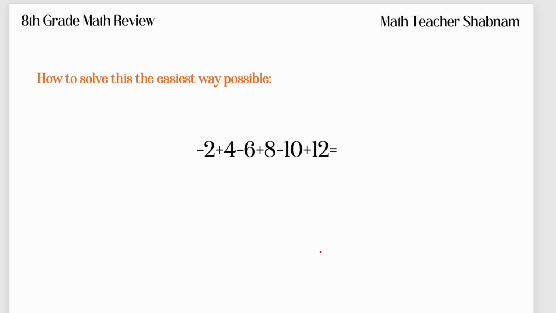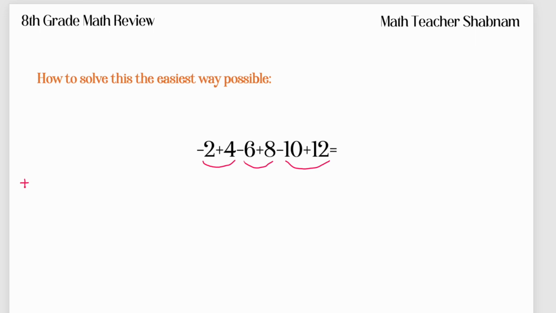Now, how do we add this as easy as possible? Should I add negative 2 and 4, negative 6 and 8, negative 10 and 12? Or perhaps I can do it a little bit easier. How can I solve this? I think the first possible method is to just add each pair together. Let's see how that goes.